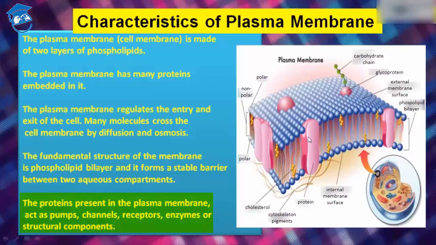Okay, so the protein present in the plasma membrane acts as pump, channel, receptors, enzymes or structural components, students. Proteins, such as integral proteins or peripheral proteins, act as pumps or channels, or they could act as receptors also. They could act as enzymes or structural components also. So these are the 6 functions which are performed by proteins present in the plasma membrane.